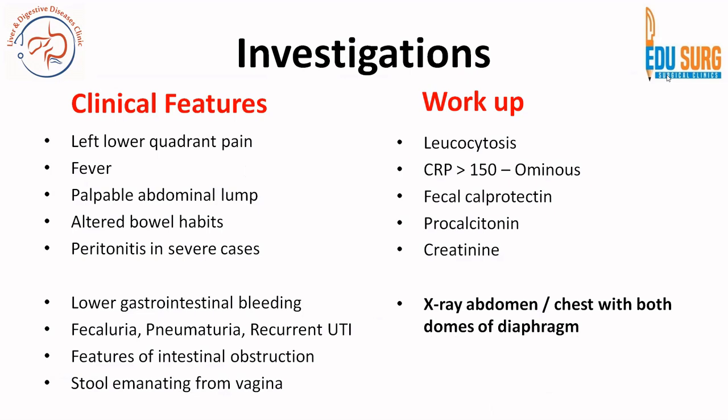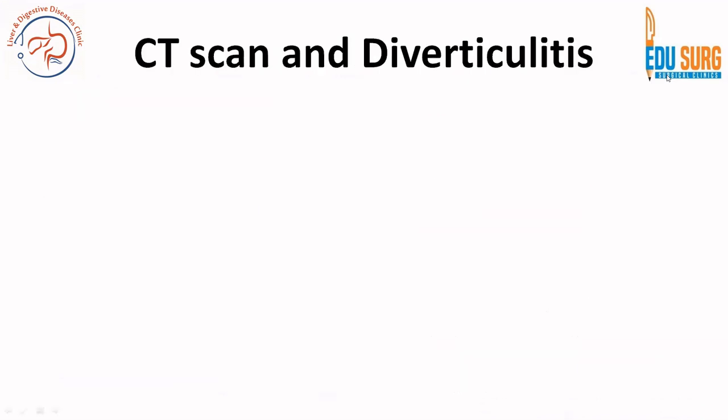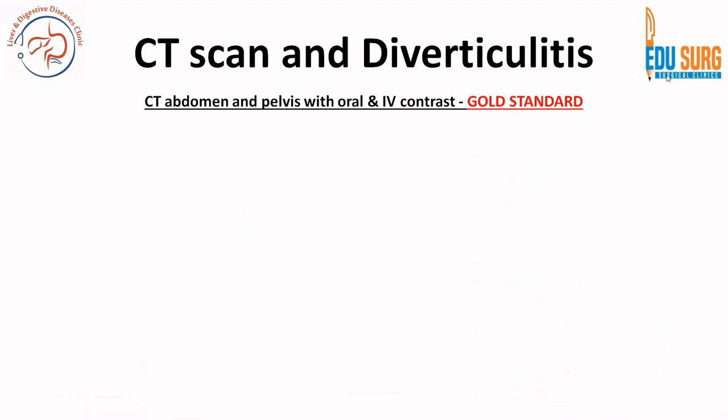Now, when it comes to imaging, X-ray is not very specific when it comes to diverticulitis, but you do an X-ray abdomen and chest standing with both domes of diaphragm, especially to rule out free air. In ultrasound, sometimes it is useful when the patients have a palpable lump, you can see a collection or an abscess in an ultrasound, and this can also help in pigtail drainage. However, when it comes to the gold standard investigation for diagnosis as well as for management purposes, it is the CT scan abdomen and pelvis with or without oral and IV contrast.